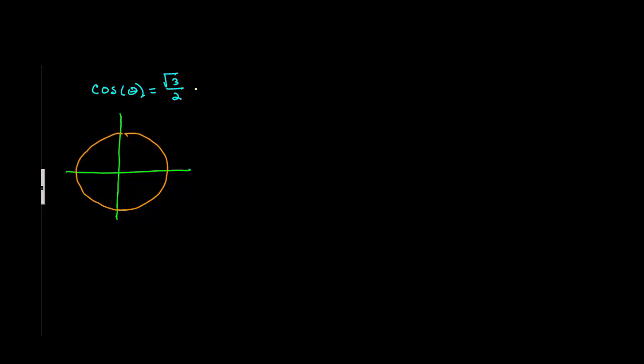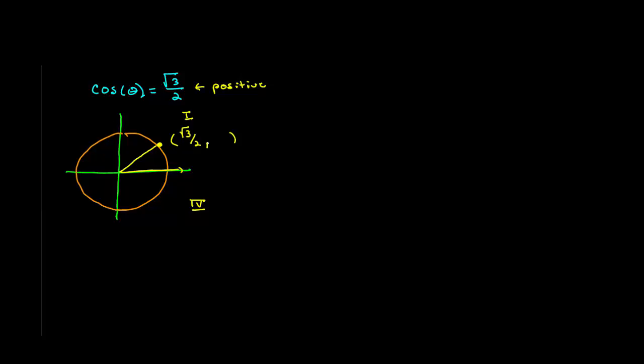So cosine, notice here that this value is positive. And we know that cosine measures left-right, so cosine is positive in quadrants 1 and 4, which means that there's an angle out there whose terminal side has an intersection with the unit circle with an x value of root 3 over 2.